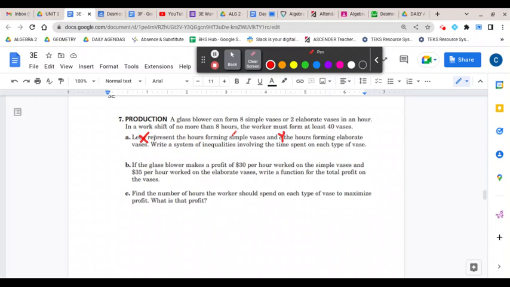So X and Y are going to be the number of hours that we work. All right, a little bit of a confusing thing, so we can still sort of work with this though. So in a work shift of no more than 8 hours, which means X plus Y, our total number of hours, is going to be less than or equal to 8.